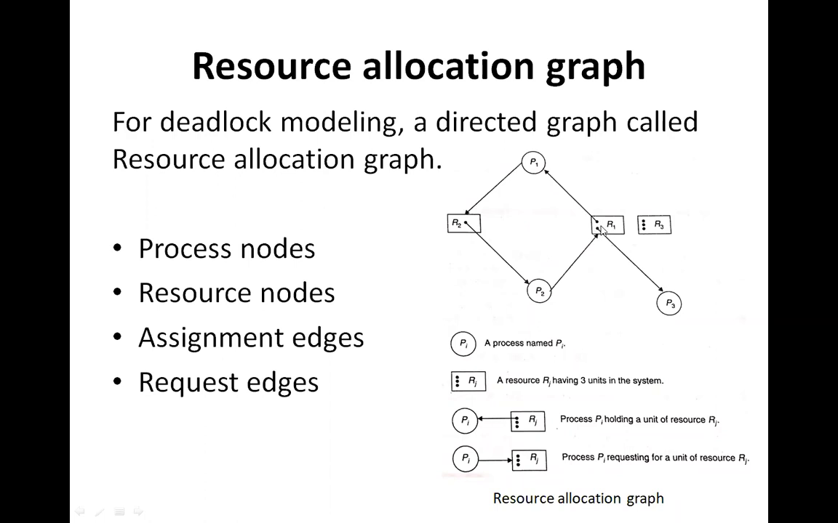One unit of this resource is assigned to P1, and another unit is assigned to P2. And P2 is requesting resources from R1. Now, R1 has two units. One is assigned to P1 and one is assigned to P3. Now, why is it not in the deadlock state? Because R1 has two units and both the units are allocated.